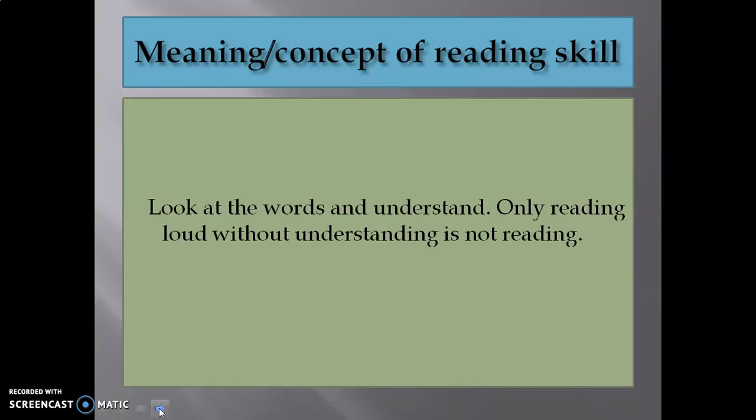What does it mean? Look at the words and understand. Only reading loud without understanding is not reading. It means firstly you should open your reading assignment, look at words, and you have to understand your text. You should read and understand the meaning of your text. It means you have to understand the gist of your text.